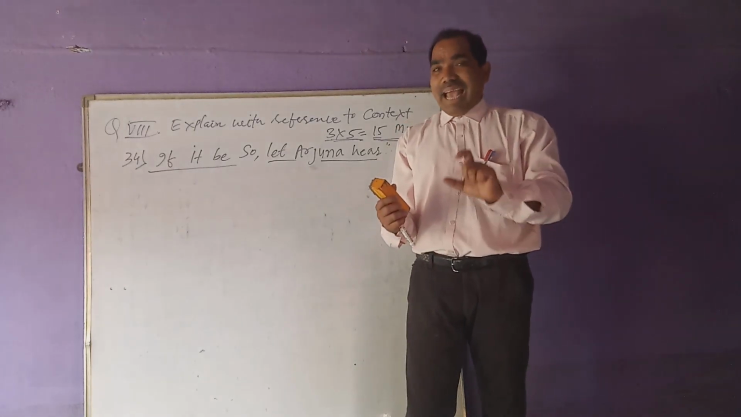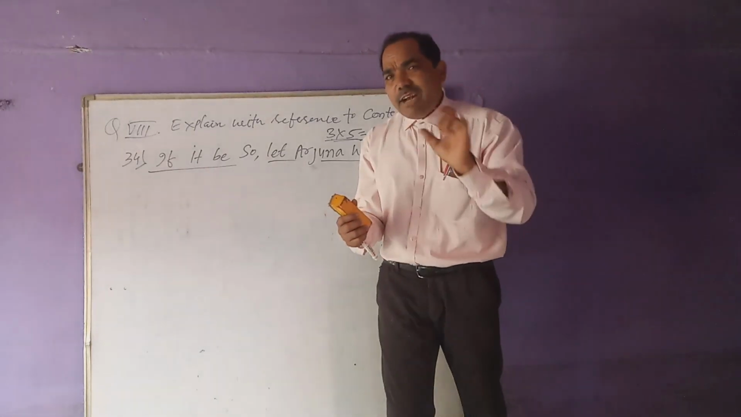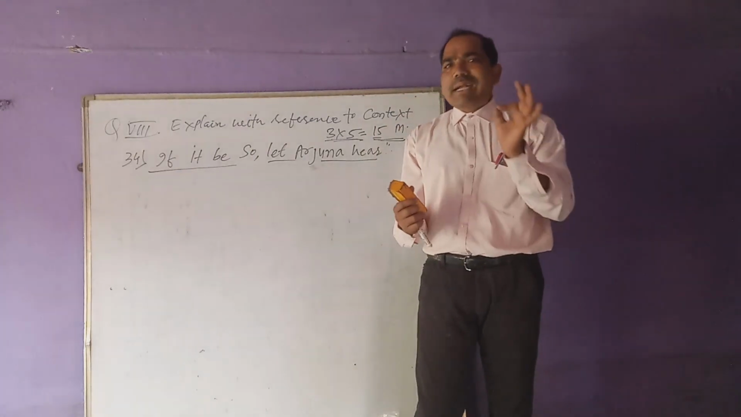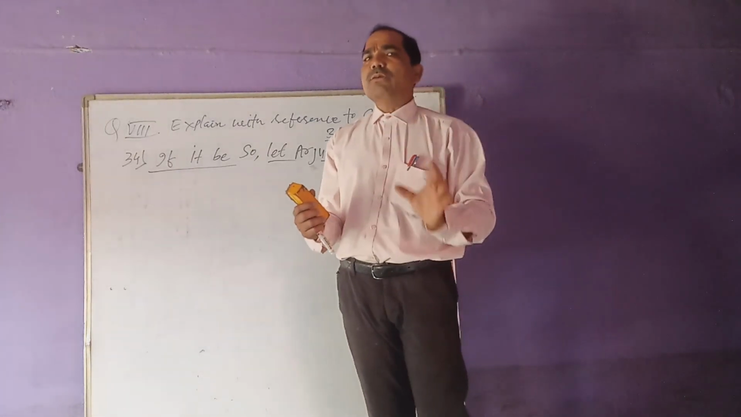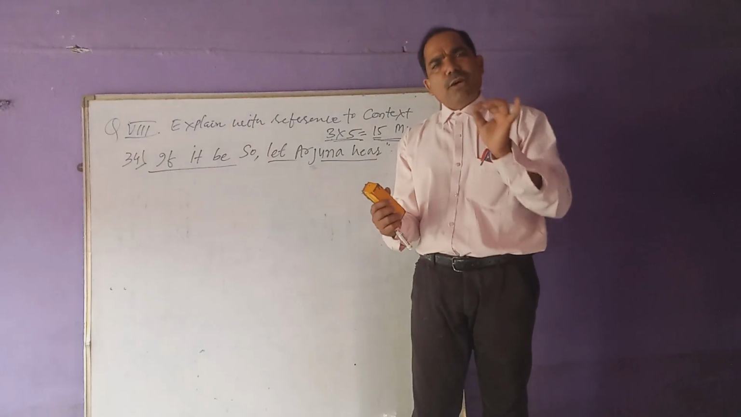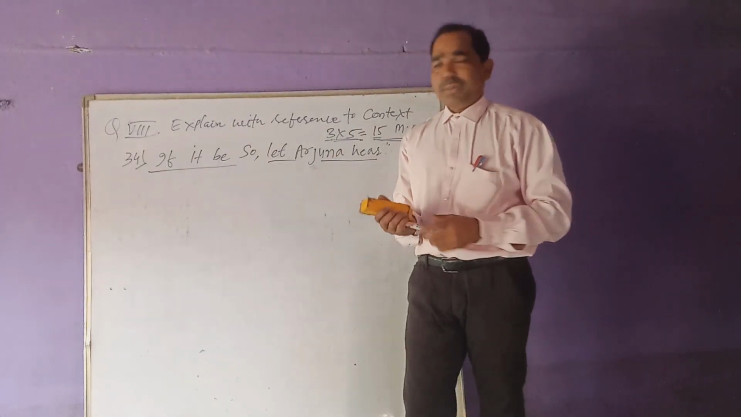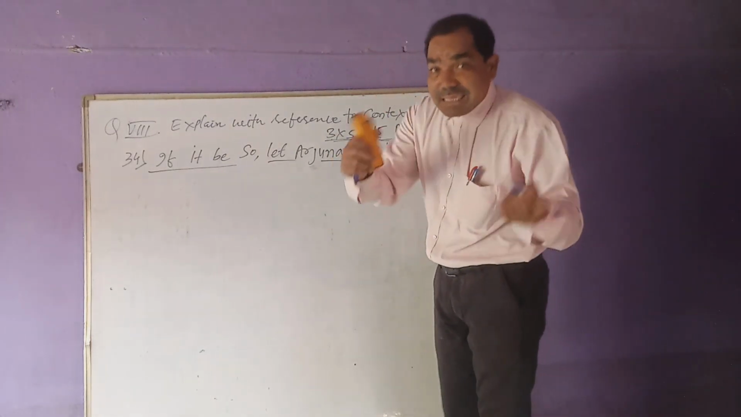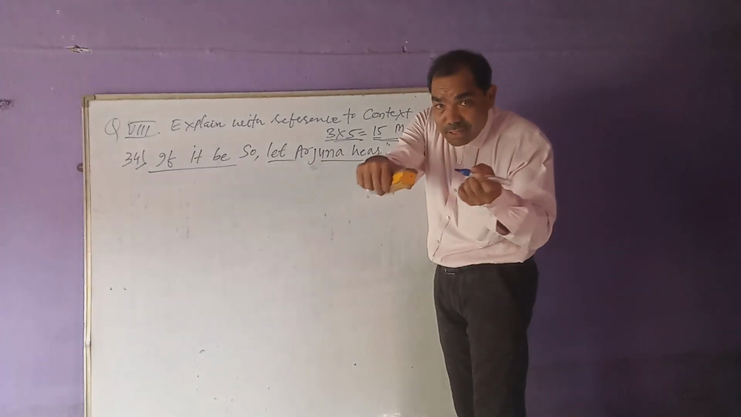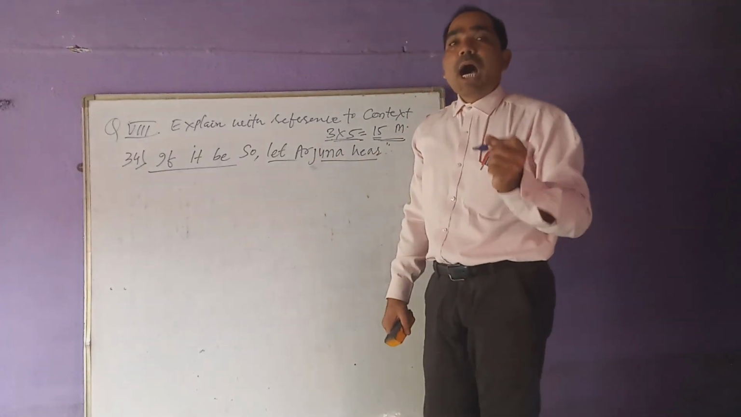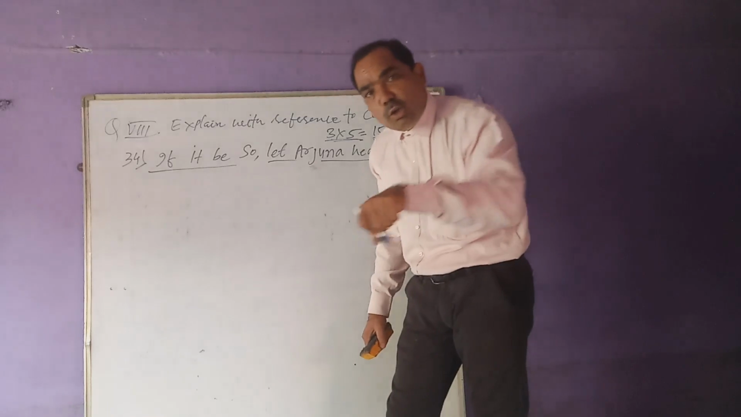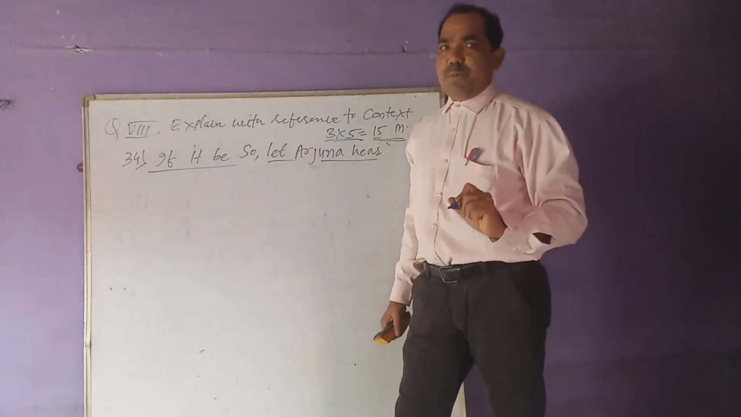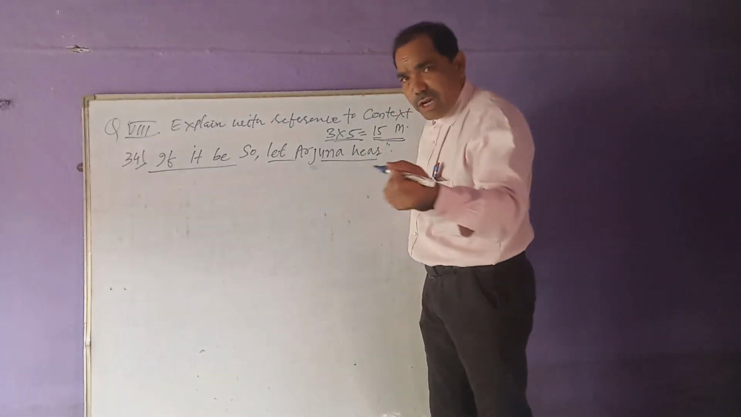In "extract the following" questions, we simply write tit for tat. But here it is not so. Now, how do you have to start? How should you start so that you are going to get the three marks? This is very important. Now, I am just going to start.